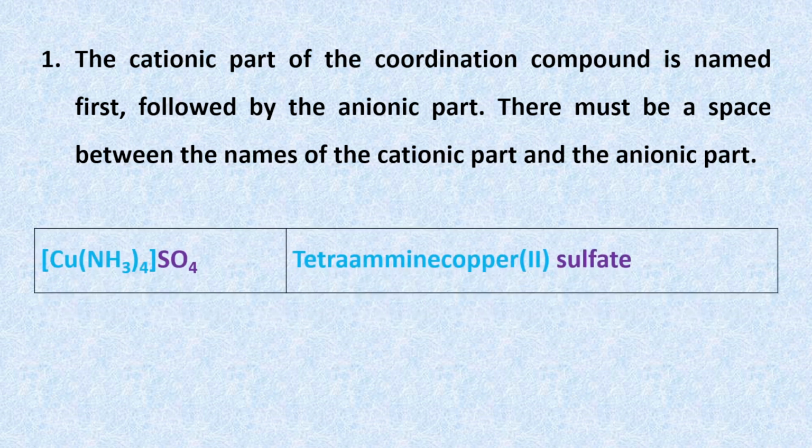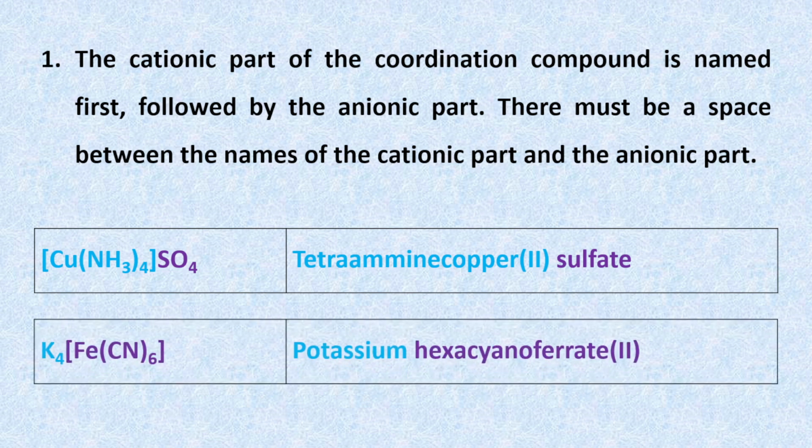In the coordination sphere of this complex, we have 4 amine ligands along with the copper metal. This coordination sphere represents the cationic part, so tetraamine copper 2 is written first, as you can see in the next column. In the second complex, the coordination sphere represents the anionic part, so hexacyanoferrate is written after the naming of the potassium.